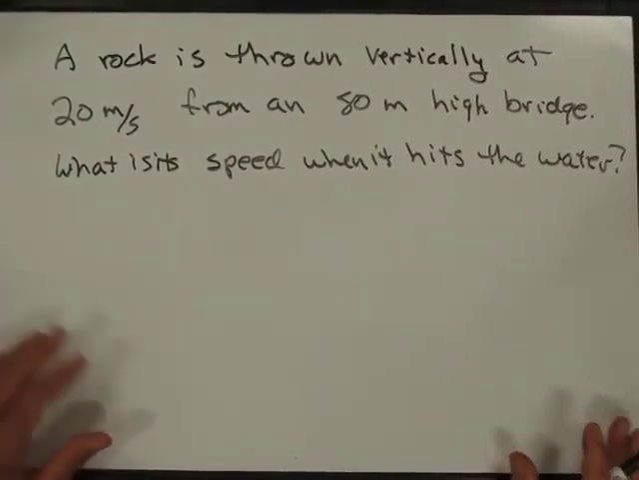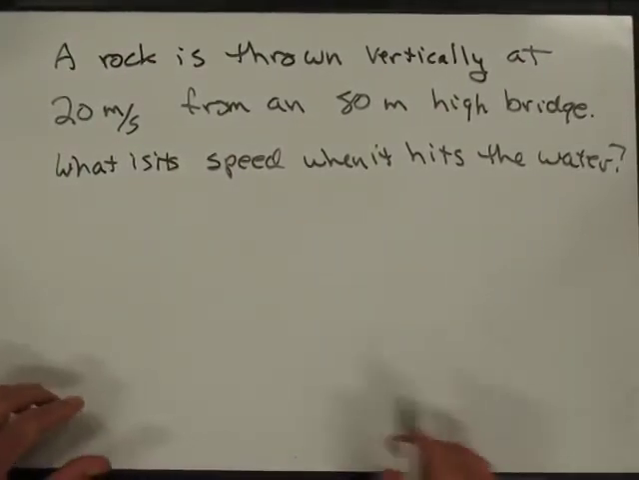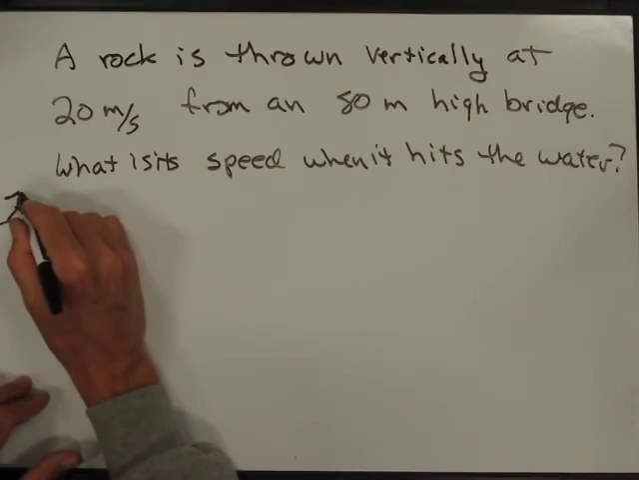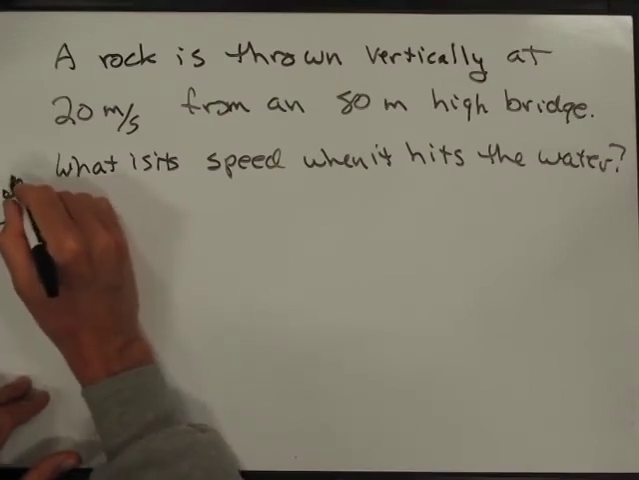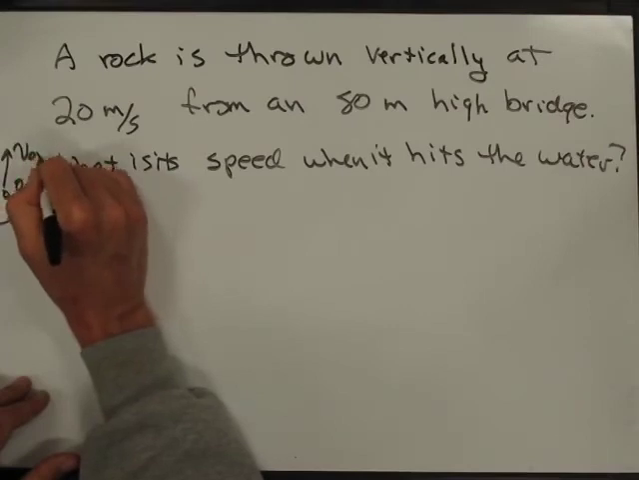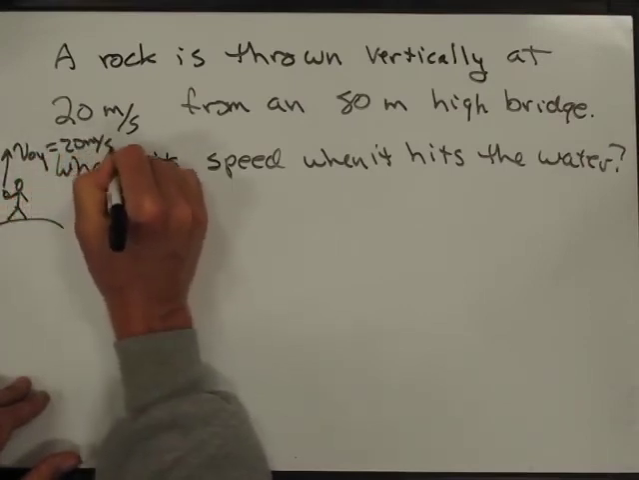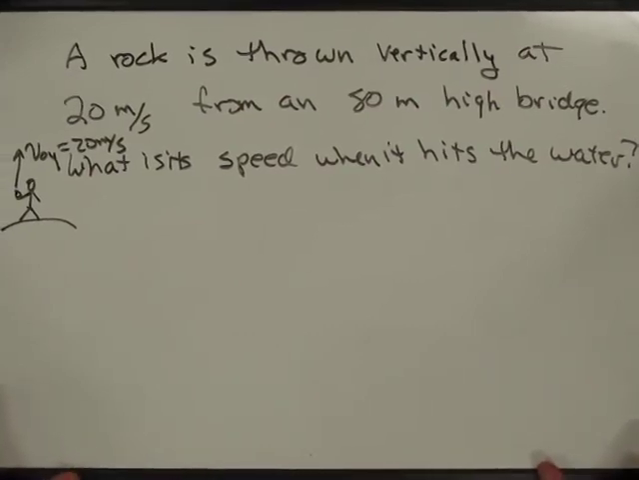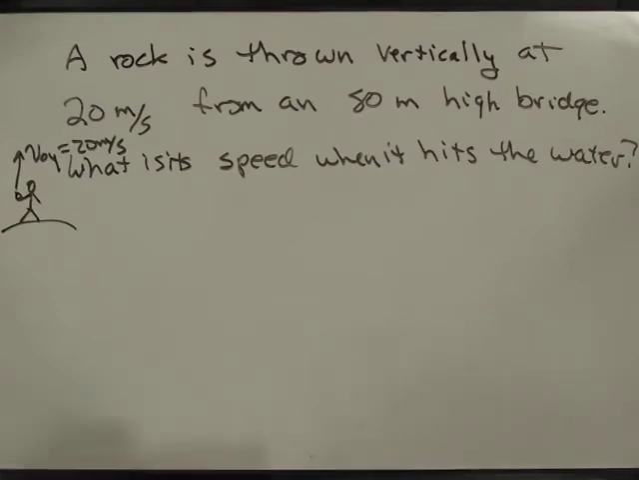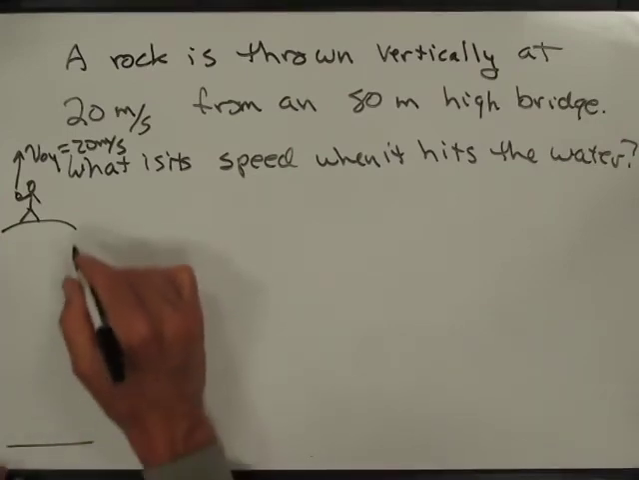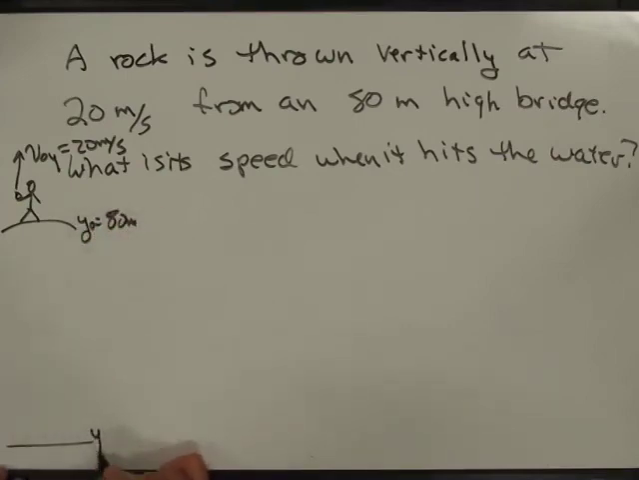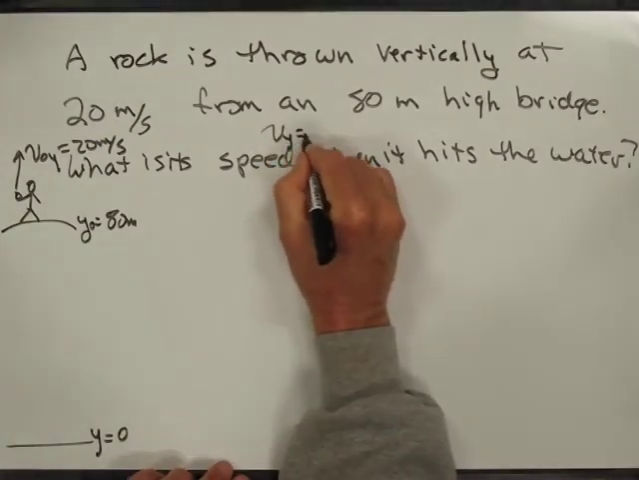So a rock is thrown vertically at 20 meters per second, so upward, right? And so here's my bridge, here's my person, and it's thrown upward, V0y equals 20 meters per second. Remember when we dropped it, its initial velocity was 0, right? Here's the water down here. This is y equals 0. And they're asking us Vy equals question mark, right?